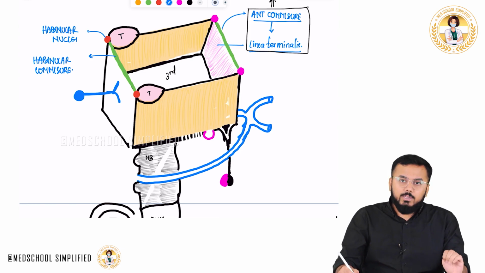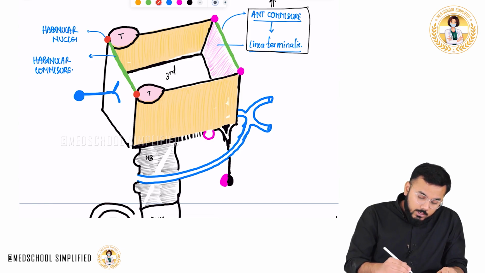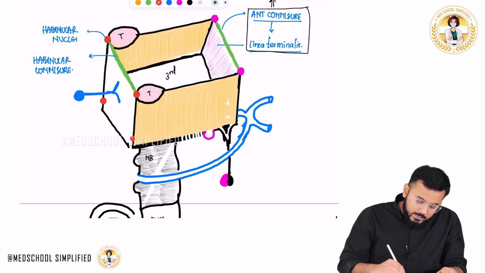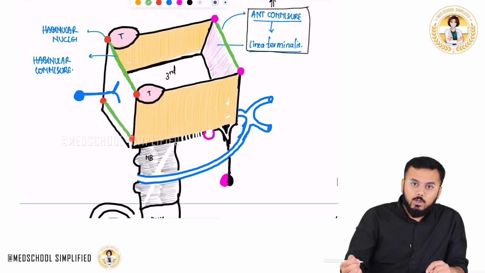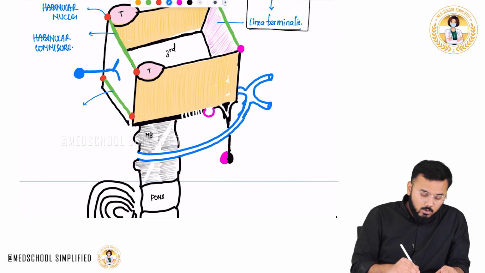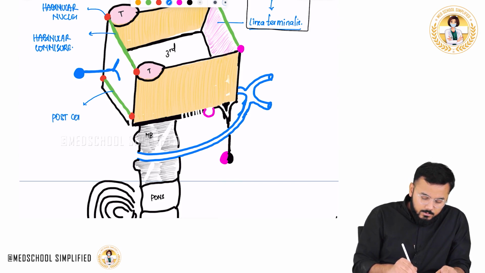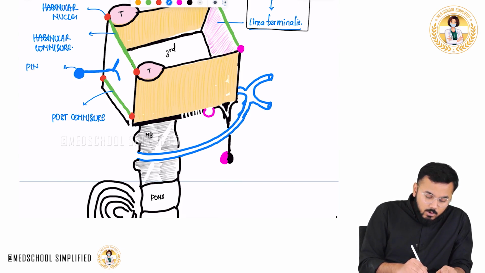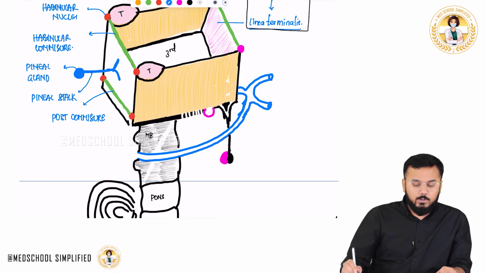Next important thing is that down here you have two very important nuclei like this, right? Connecting these two nuclei you have a commissure present down, right? This commissure which you can see down over here is called the posterior commissure. And what is this? This particular structure is called your pineal gland. What is the other name for pineal gland? Epiphysis. And this structure over here is called your pineal stalk.